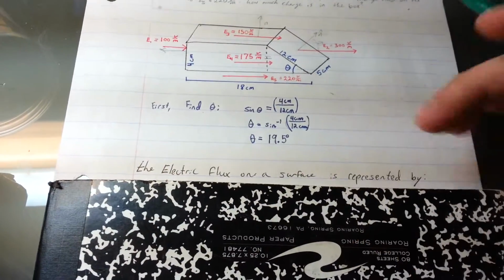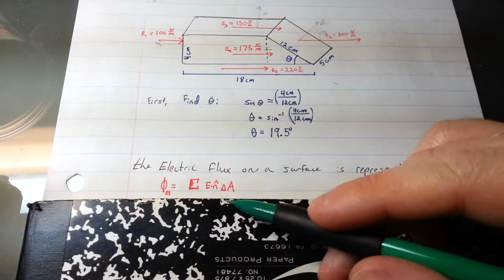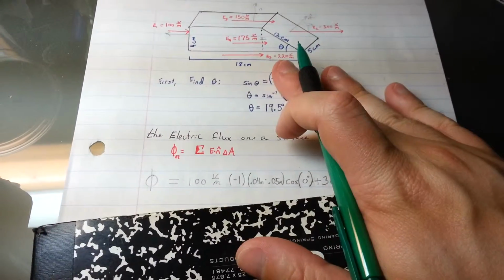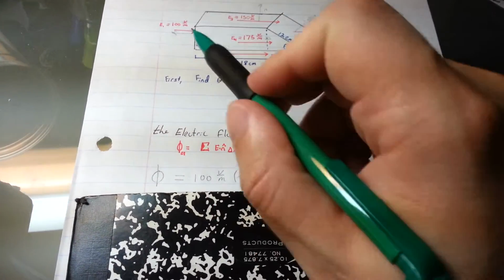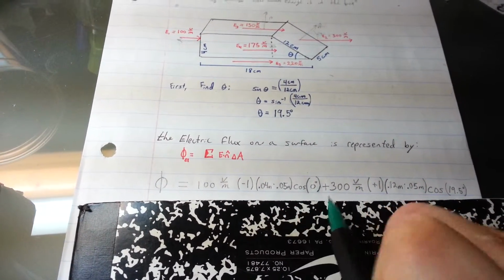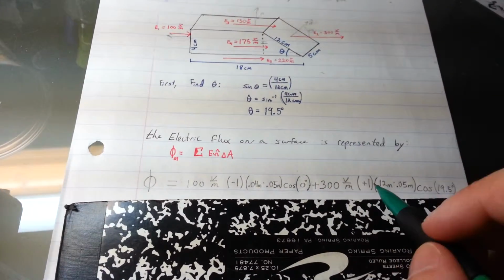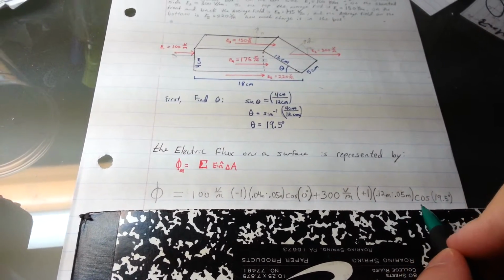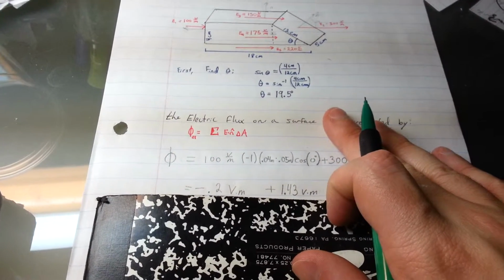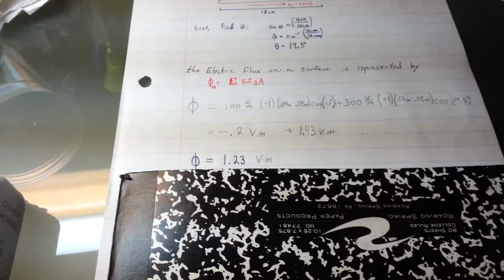So the next step, find the electric flux on a surface represented by phi, which is equal to the sum of E, the electric field, dotted with n hat, delta A. So phi is equal to 100. It's in the opposite direction of n hat, so it's negative, times the lengths times cosine of 0, plus 300 plus 1, because it's sort of in the same direction, times the lengths times cosine of 19.5 degrees. Alright, so just calculating that, plug it in your calculator, 1.23 volts per meter.